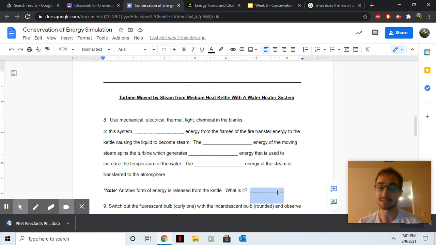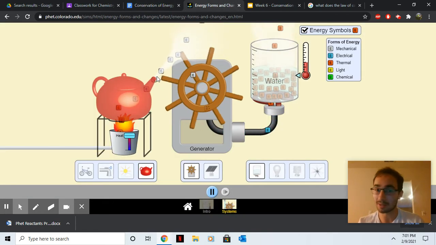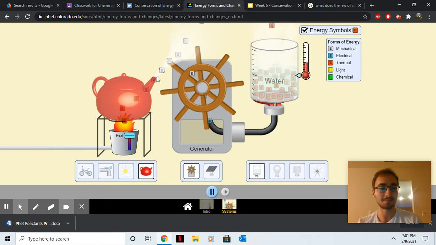This one is just asking, what's the other type of energy that's getting released from the kettle? You'll notice that there are 2 different types of energy being released from the kettle. Just give me the other one that you didn't talk about.